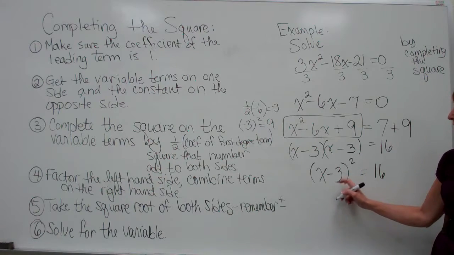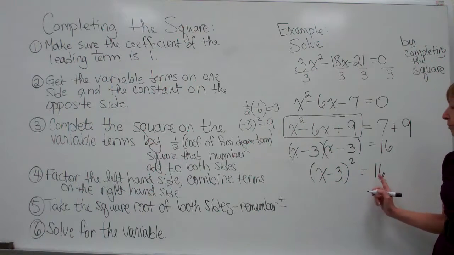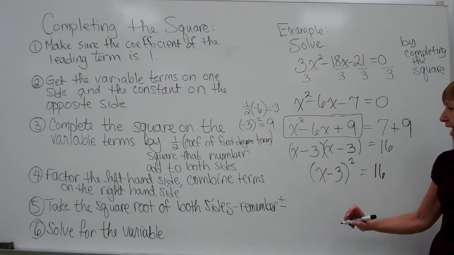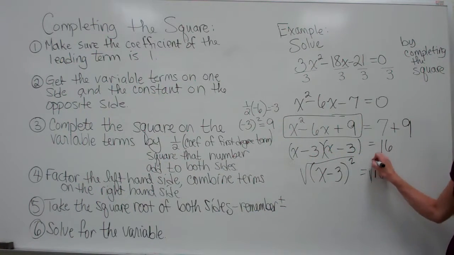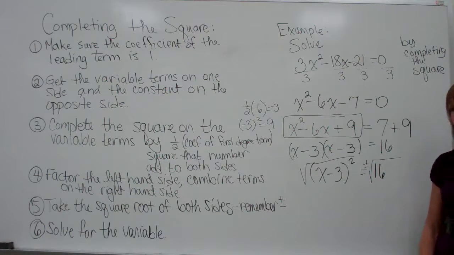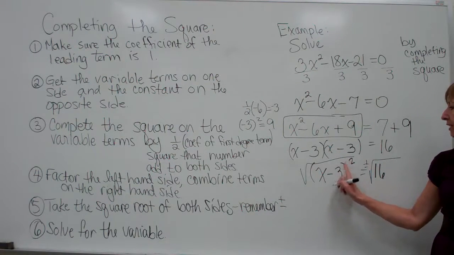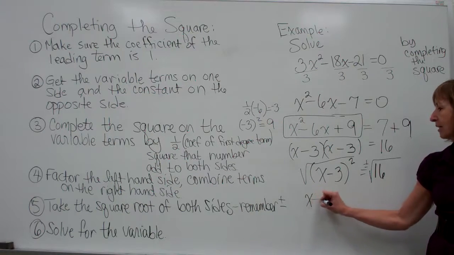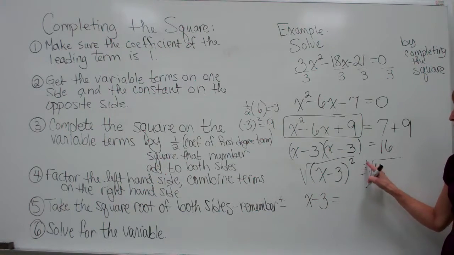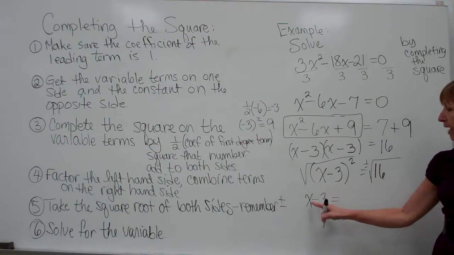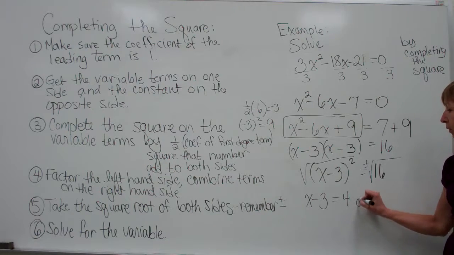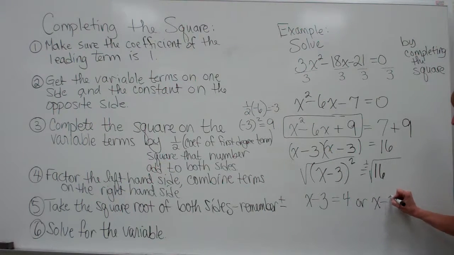So now that I have it as a quantity squared equal to my value, and I'm trying to solve for x, the next thing I want to do is take the square root of both sides. Don't forget your plus or minus. So the square root of x minus 3 squared is x minus 3, and that's equal to plus or minus the square root of 16. Well, 16 is a perfect square number. The square root of 16 is 4. So x minus 3 is equal to 4, or x minus 3 is equal to -4.